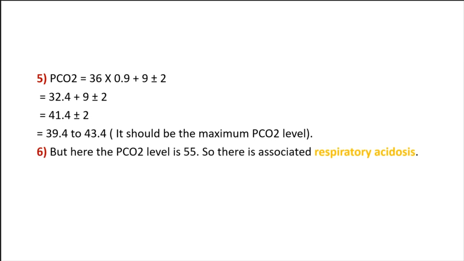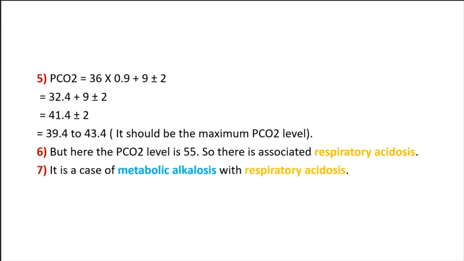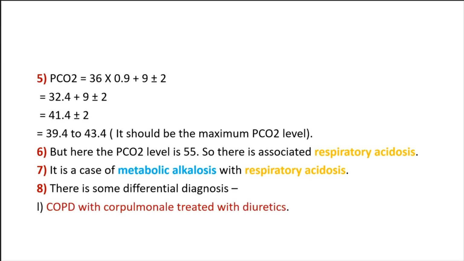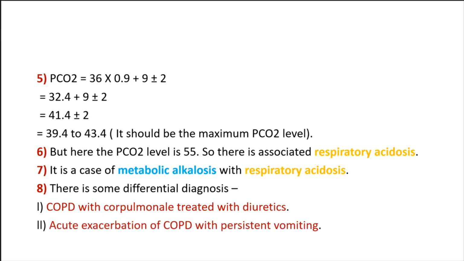6. But here the PCO2 level is 55. So there is associated respiratory acidosis. 7. It is a case of metabolic alkalosis with respiratory acidosis. 8. There is some differential diagnosis. 1. COPD with cor pulmonale treated with diuretics. 2. Acute exacerbation of COPD with persistent vomiting.